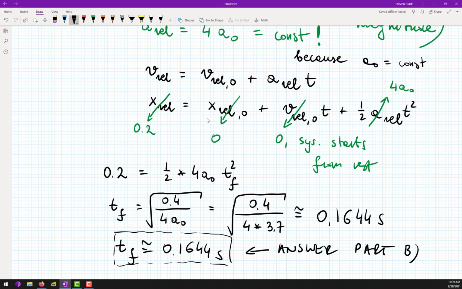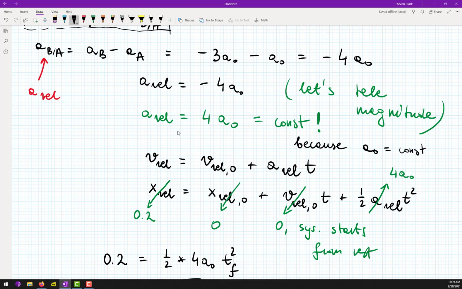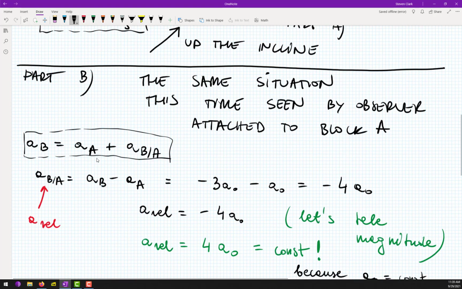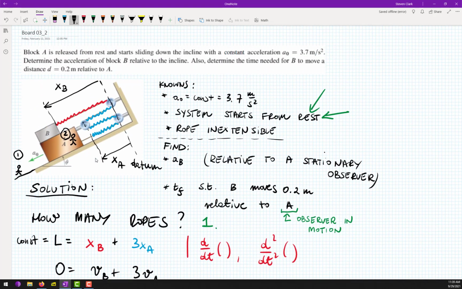There's a question? Why would you get rid of the negative on 4A0? Because I wanted to solve the problem in magnitudes. It doesn't matter if you look at the problem from A perspective or B perspective. Actually, we solved that problem for this guy attached to B. So it will take exactly the same time for that relative displacement.